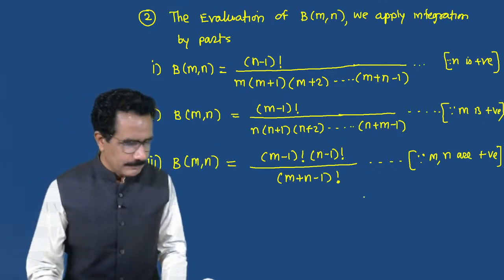Okay. Now next we shall move towards the third condition. Now we can find the transformations of the beta function.